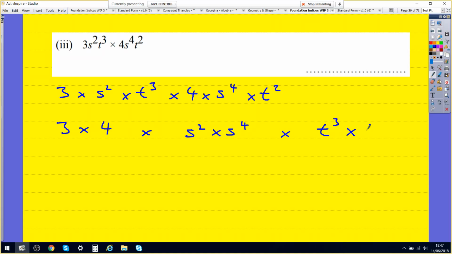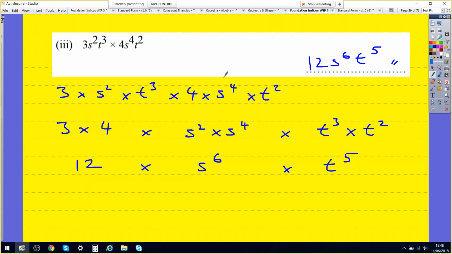So how about the first bit? 12. Yeah. Second bit? s to the 6. And last bit? t to the 5. And the short way of writing these is without the times signs. So what's the final answer? 12 s to the 6 t to the 5. That's it. And if you go back to the original one, you don't have to always write it out the long way. You can just do number times number, s times s, t times t. And so that's 12, that's s to the 6, that's t to the 5. Any questions there? No. Okay.